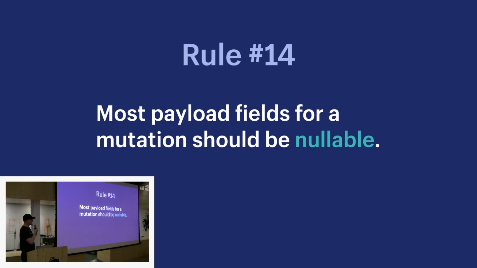Rule number 14, most payload fields for mutation should be nullable. You saw this with the collection field, it was nullable. Since mutations can fail, the object being mutated can be null, which means we can't always make it non-null. Such as if you're creating a collection, if that fails, there's no collection to return. So we have to make that field nullable. This is generally a good practice.